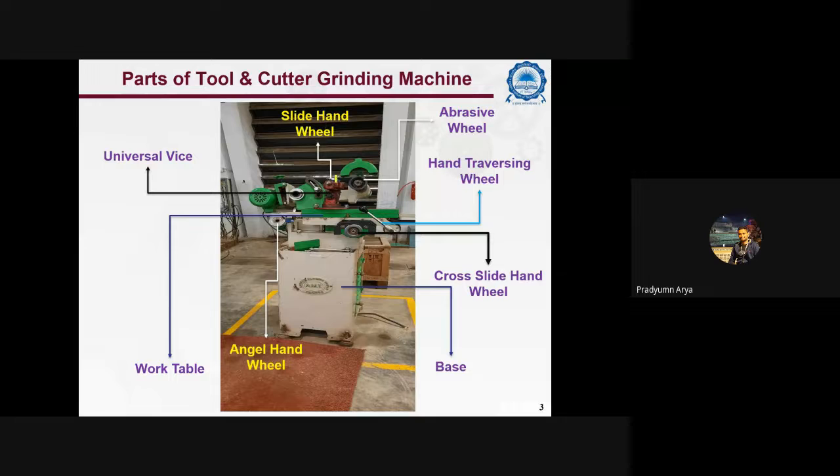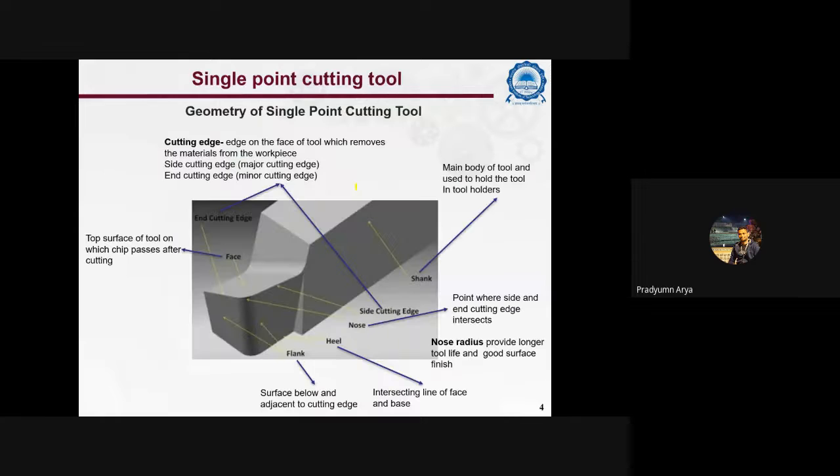Next, the side hand wheel. It is employed to regulate the wheel compartment in up and down direction so that the grinding wheel can touch the workpiece. Angle hand wheel. It is employed to regulate the wheel axis at any angle so that our grinding wheel can touch the workpiece at any desired angle. Next, abrasive wheel. This is the main tool which is used to remove material from the surface of the workpiece.